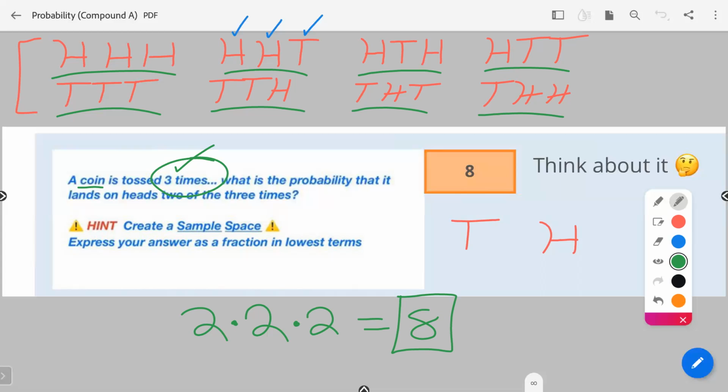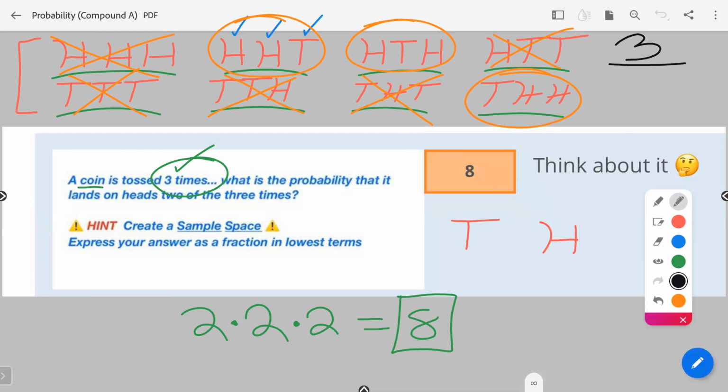So to finalize, the question is asking, what is the probability that it lands on heads 2 of the 3 times? Well, let's count. No, no, yes, no, yes, no, no, yes. Because I'm looking for 2 heads out of the 3. If I count up how many I have that are circled, that's the top number of my fraction. And the bottom number of my fraction is all the choices that I had. So the probability of getting 2 heads out of the 3 is 3 chances out of 8.